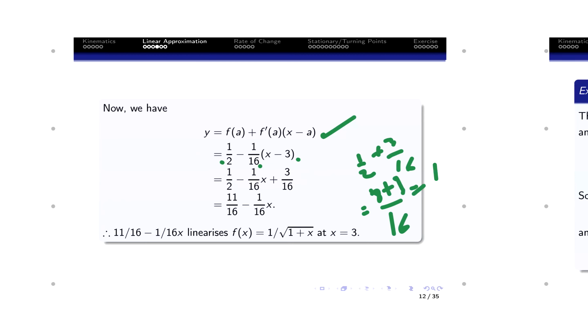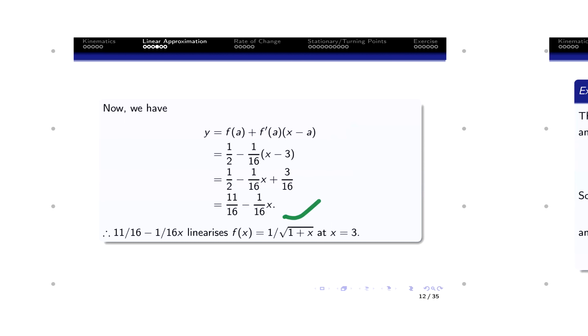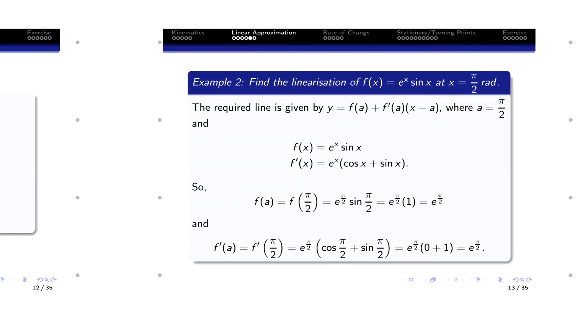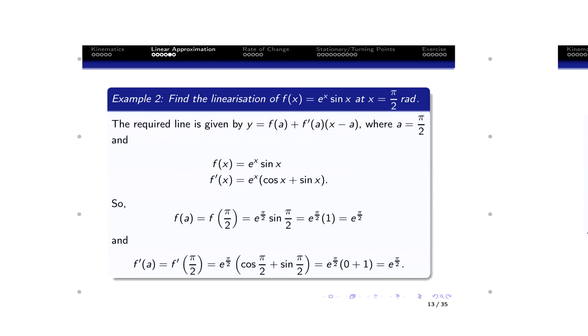You see, at the end of the day, this expression is actually a line. So that is why it is called linear approximation or linearization. So you can now say 11 over 16 minus 1 over 16 x linearizes that function you were given at x equals 3. Okay, so let's take another example involving trig expressions. So with this linearization, now you can actually do this for any kind of expression, whether they are polynomial or not, whether they are transcendental like trig, inverse trig, exponential, logarithmic, or anything. You can actually linearize them using this simple method of linear approximation.